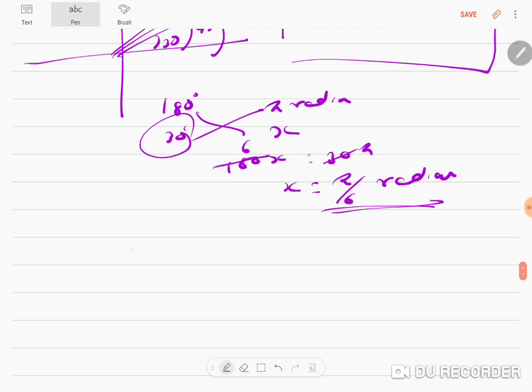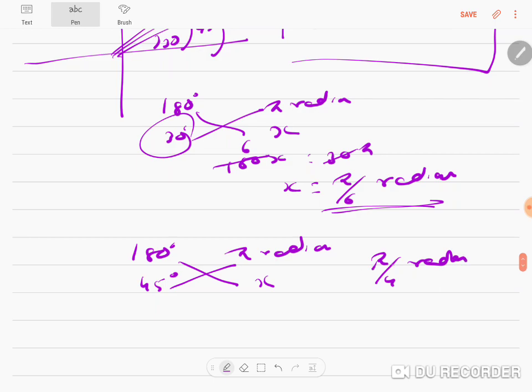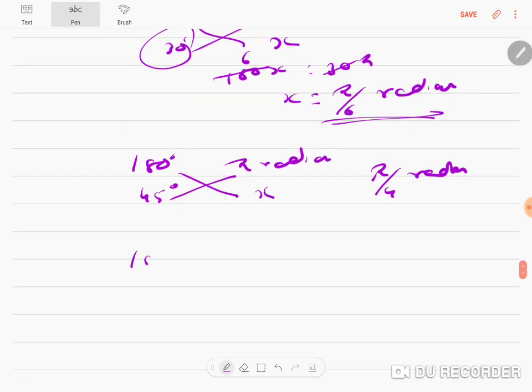Let us do a 45 degree. 180 degree is pi radian. What will be a 45 degree? It will be pi by 4 radians. What will be a 60 degree? A 180 degree is pi radian. What will be a 60 degree? It will be pi by 3 radians.